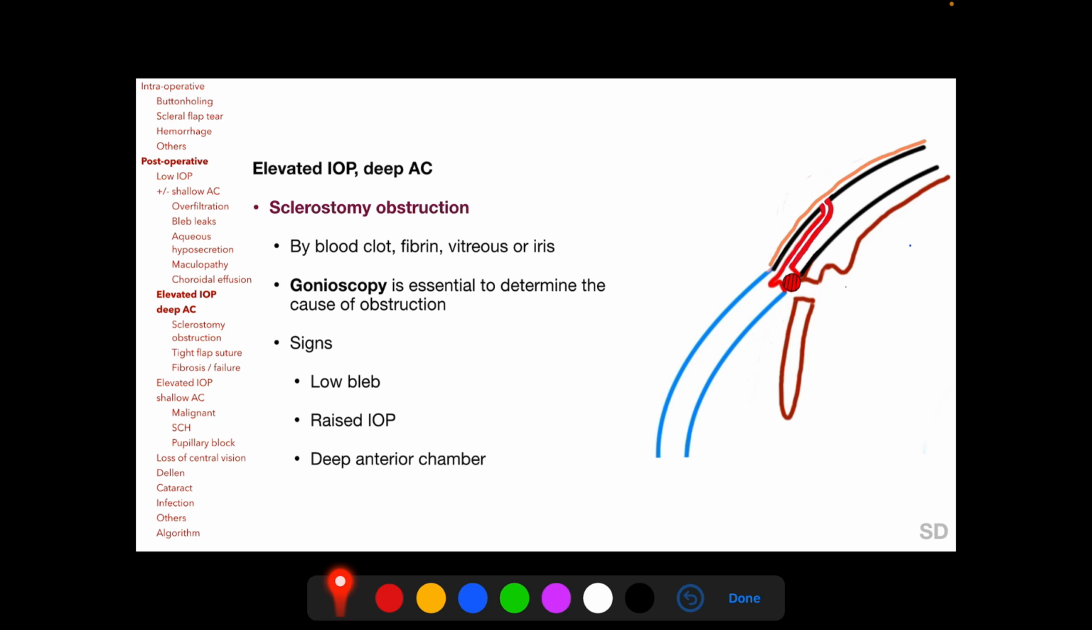Causes of elevated intraocular pressure with a deep anterior chamber following trabeculectomy include sclerostomy obstruction, tight scleral flap sutures, and fibrosis of the bleb. The internal ostium of the sclerostomy can be blocked by blood clot, fibrin, vitreous, or iris, and gonioscopy is essential to visualize the internal ostium of the sclerostomy and to determine the cause of obstruction, and this is very important to remember. Signs of sclerostomy obstruction include, in addition to raised intraocular pressure, deep anterior chamber, a low bleb, and visualization of the cause of obstruction with gonioscopy.